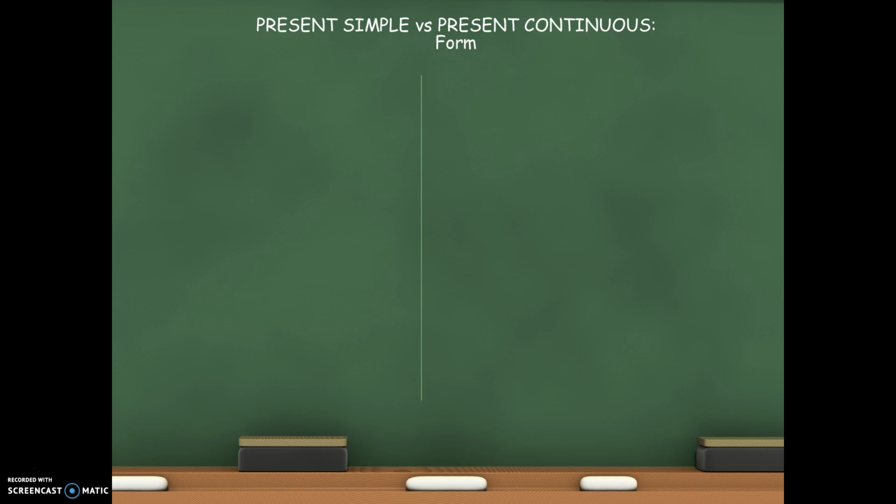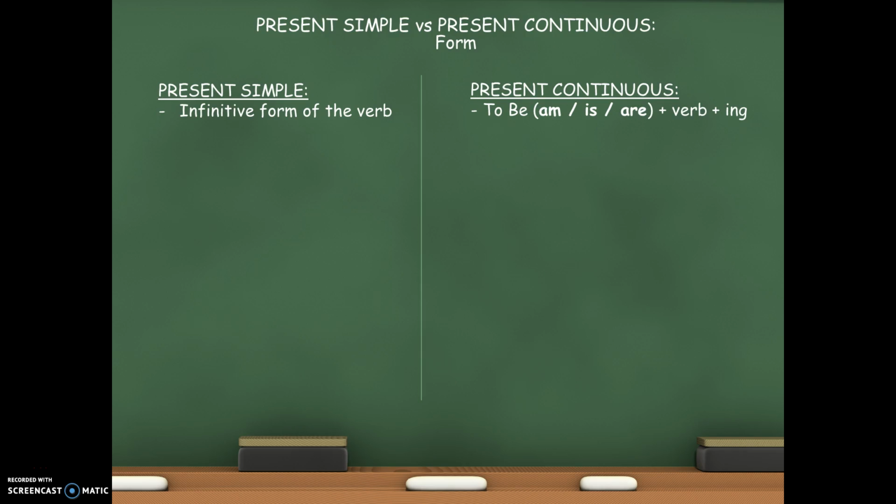First, we're going to have a look at how to form a present simple and how to form a present continuous. For the present simple, we use the infinitive form of the verb. For the present continuous, we need the auxiliary verb to be plus the infinitive form of the verb followed by ing. So this would be a gerund, the verb ending in ing. An example for the present simple is, in affirmative, we walk to school every day.